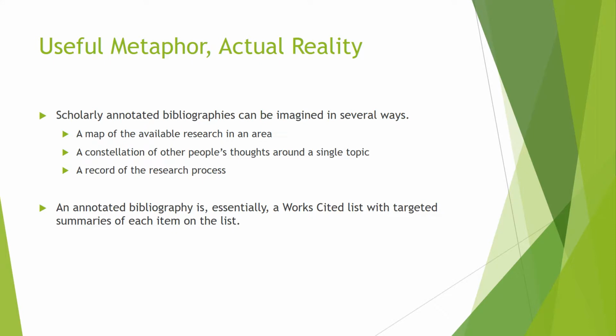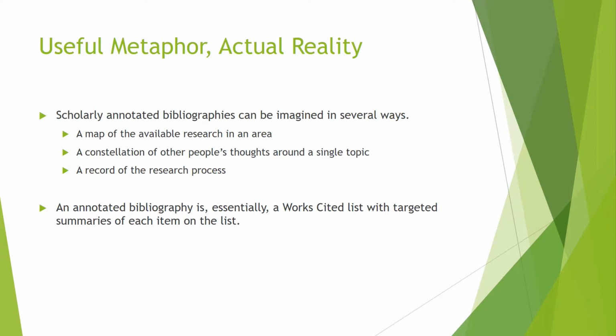You can think about annotated bibliographies in a number of ways. You might conceive them as a map of the available research in an area, so that as you're walking down the trail of your idea, you're picking up various thoughts as they come up along the pathway. You might also want to think about this as a constellation in the sky around a central point, for example, the North Pole, or perhaps the North Star, and then a number of star systems that are corralled around it, sort of like a kaleidoscope, but thinking about this as around a central idea, a range or a network of other people's thoughts.